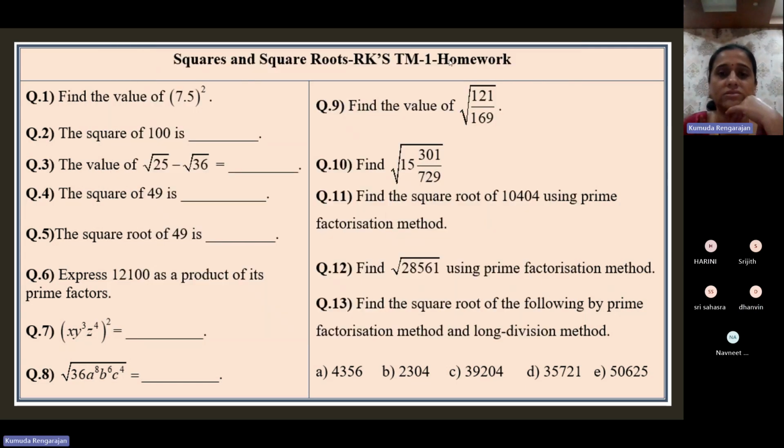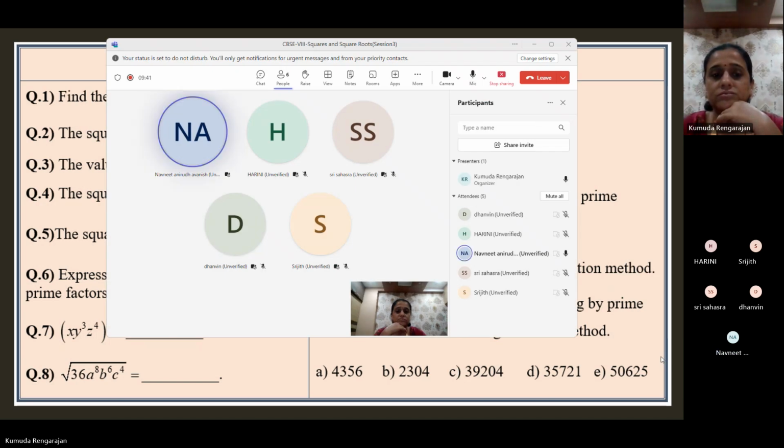I've shared my screen. Is it visible to all of you? Yes, ma'am. So I had shared this image as homework for the weekend. How many of you have completed? Ma'am, I completed. Okay. Navneet. I didn't get this, ma'am.